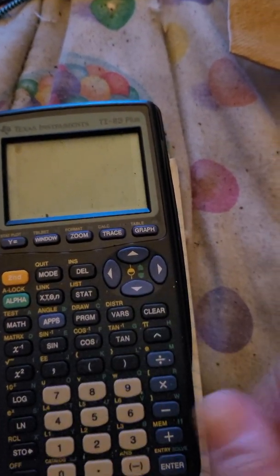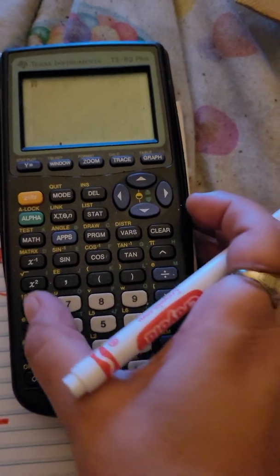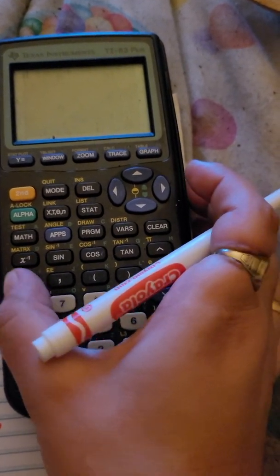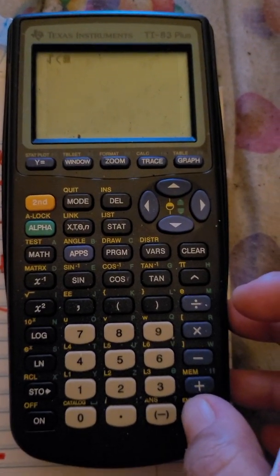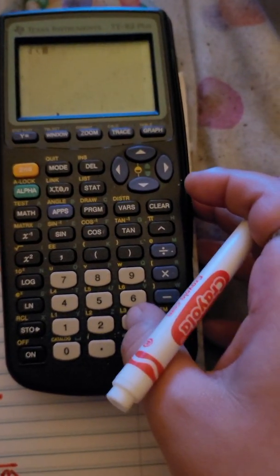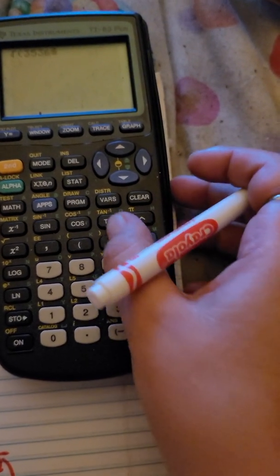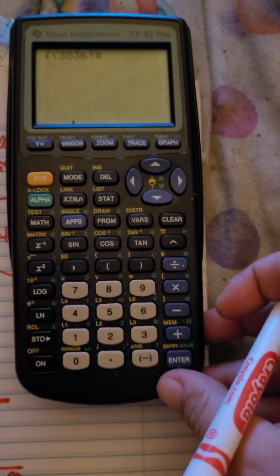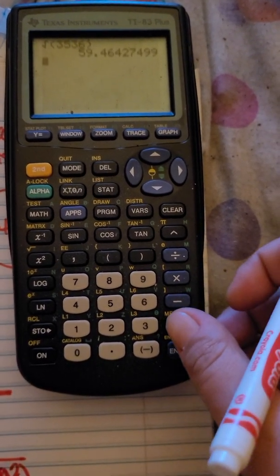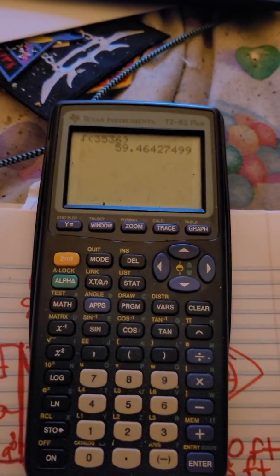So let's go to our calculator. Clear. And then we go second and go where the x squared is, because we need that radical sign. See? We just put a radical on there. And then 3,536. And then put a parenthesis. You don't need one, but I like to do it just to make the order correct. And hit enter.